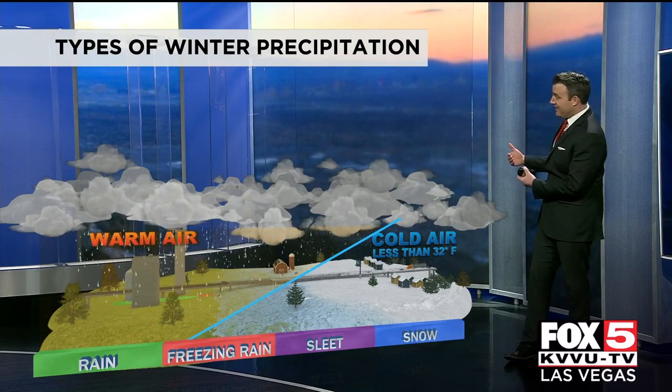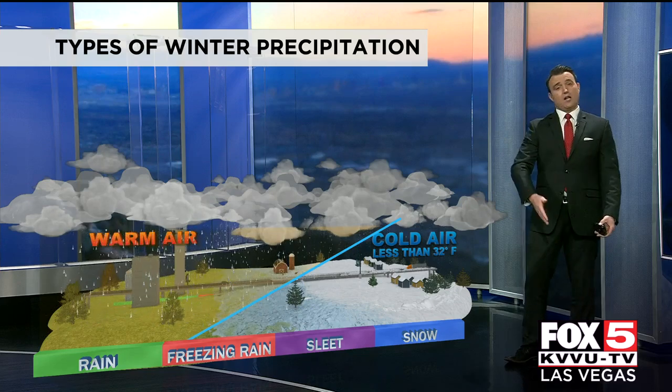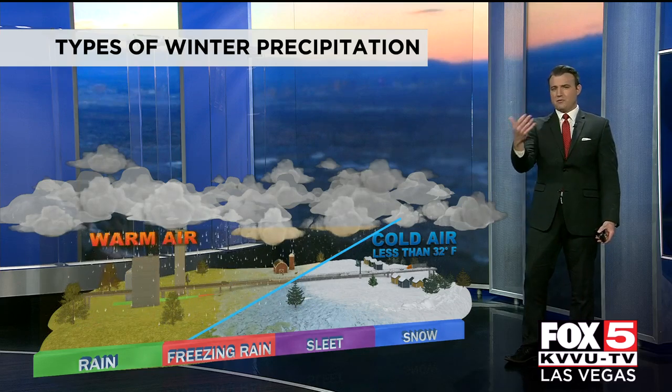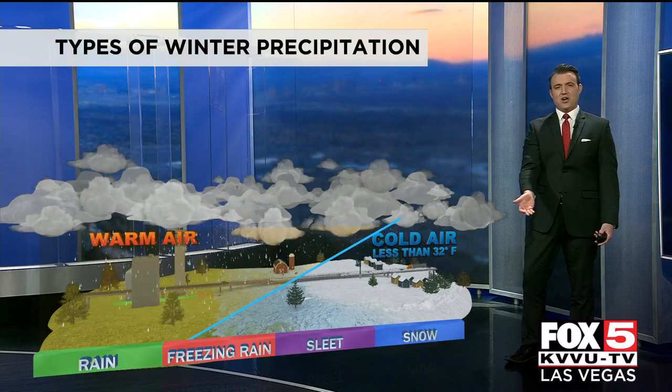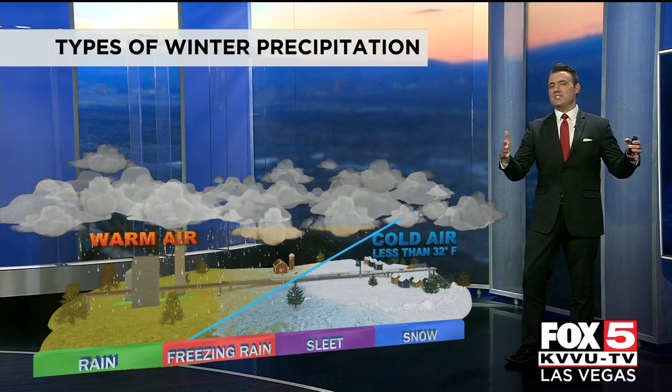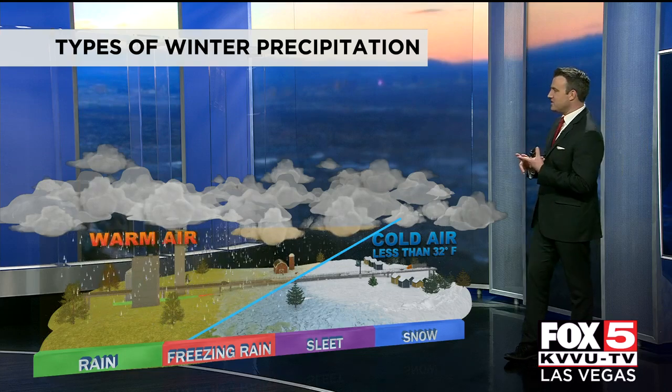Now, on the opposite side of the spectrum, snow, you have a column of air that's right at or just below 32 degrees, right at or below freezing, so it just all falls as snow. But in between those two, that's when you get sleet and freezing rain. We'll start with sleet first.